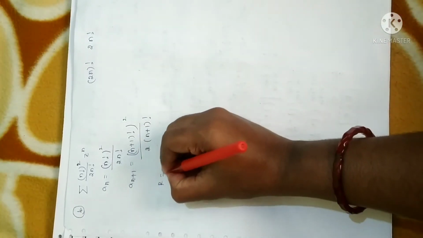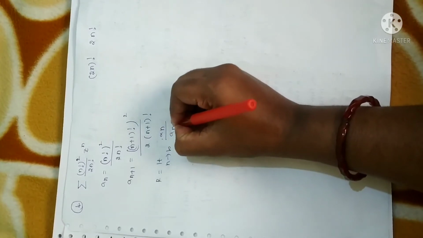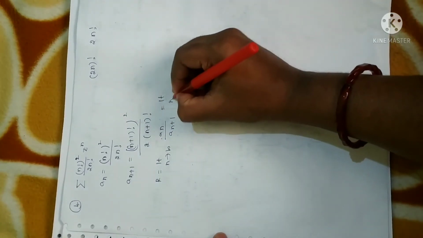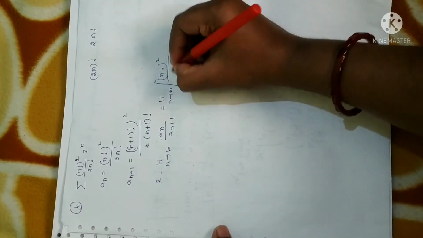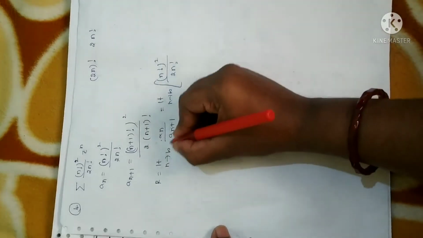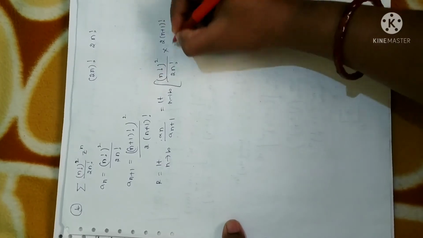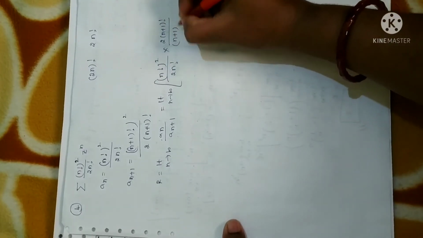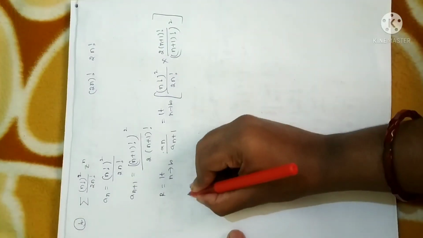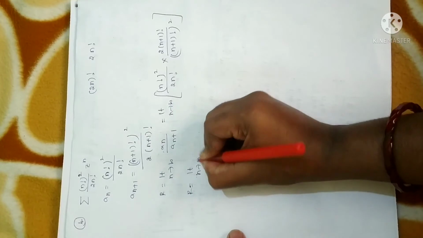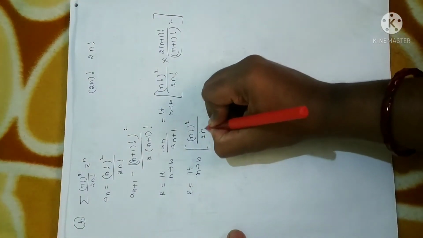Now write down the formula. R is equal to limit n tending to infinity a n divided by a n plus 1. Now let me substitute. As limit n tending to infinity, a n is (n factorial) square divided by (2n) factorial. When you divide it, the term goes to the numerator, right? So I'll just write directly 2 into (n+1) factorial divided by ((n+1) factorial) whole square. Now again we need to apply the properties of factorial, as n tending to infinity. n factorial I'll just keep as it is. Divided by (2n) factorial also I'll keep as it is.